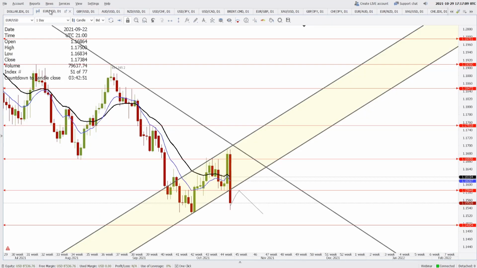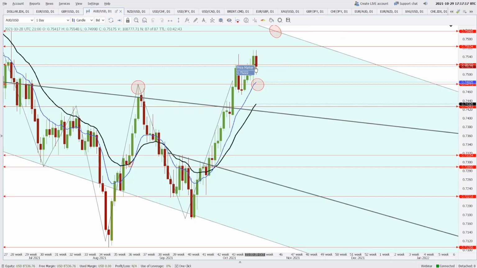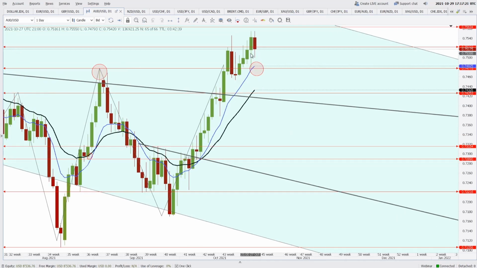You see, euro has given up yesterday's profits, pound has given up yesterday's profits, but Australian dollar is not ready to give up on yesterday's profits. In fact, yesterday it made a low at around 0.7479 region, and right now it is trading at 0.7517, and today it made a low of only 0.7499. This is showing the strength this currency pair is holding.